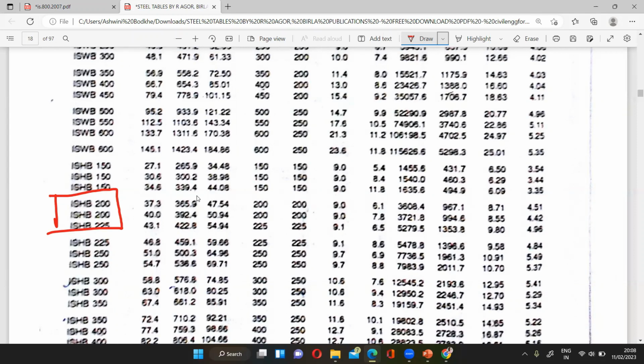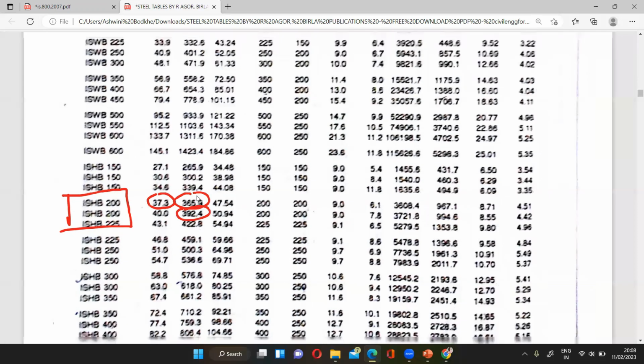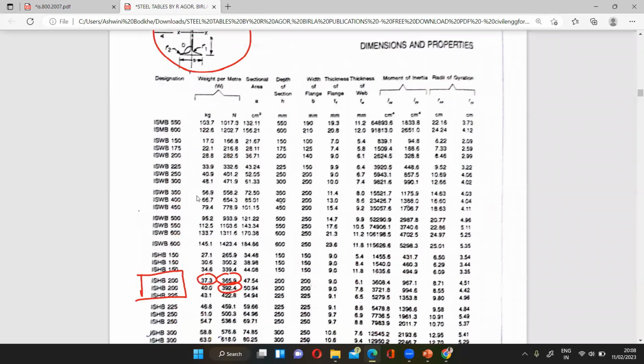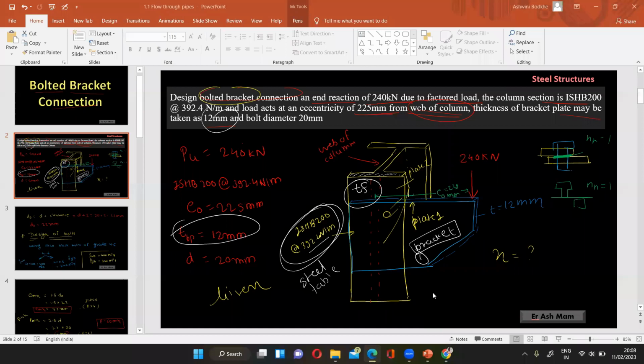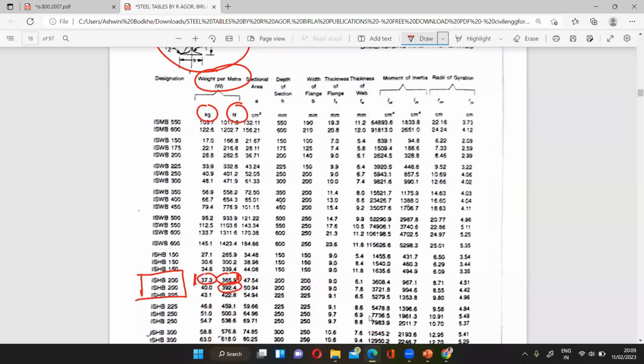Then we have to see the weight. You can see here, weight in kg is 37.3 and weight in Newton per meter is 369. Here is given 392.4. Let me zoom out a little bit. Weight per meter is given in kg and in Newton. This column indicates weight in kg and the second column indicates weight in Newton. What is given in the question? Weight in Newton per meter, 392.4.